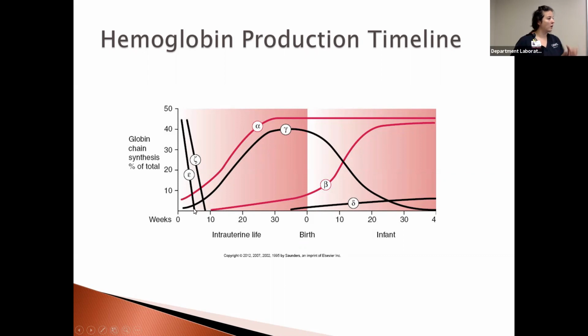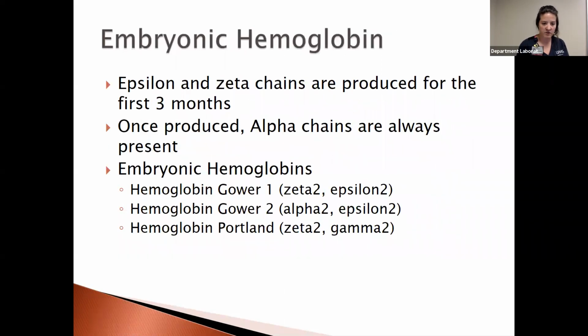Your alpha is always going to be there, and it combines with your epsilon, and it will form Gower 1, which is an intrauterine hemoglobin. Do I have that chart?